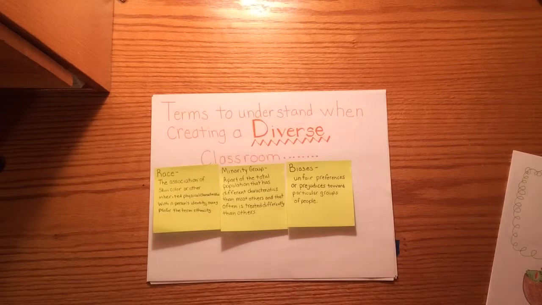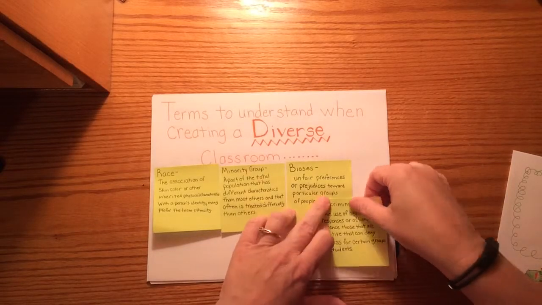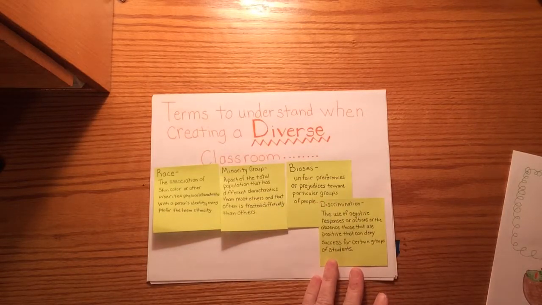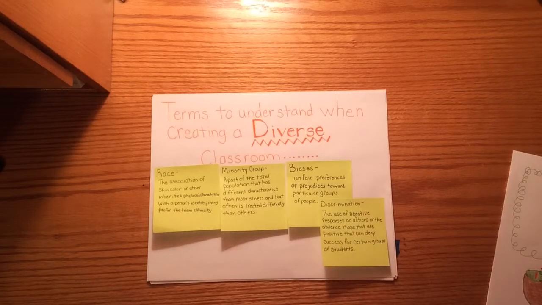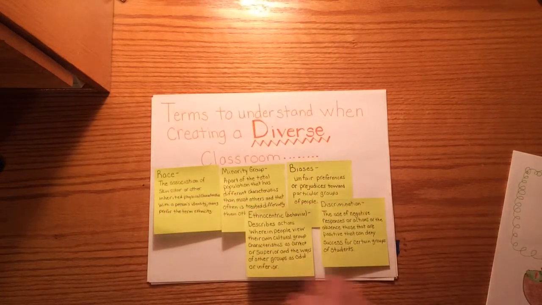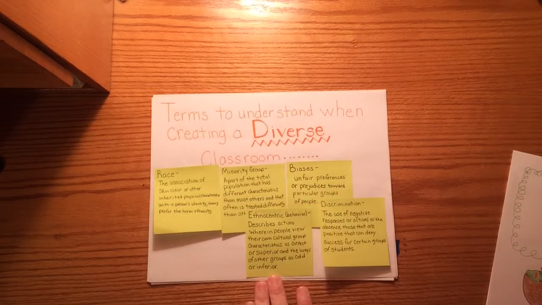And along with biases, I believe discrimination connects to that one. And discrimination is the use of negative responses or actions, or the absence of those that are positive, that can deny success for certain groups of students, or in society, people. Ethnocentric behavior describes actions wherein people view their own cultural group characteristics as correct or superior, and the ways of other groups as odd or inferior.